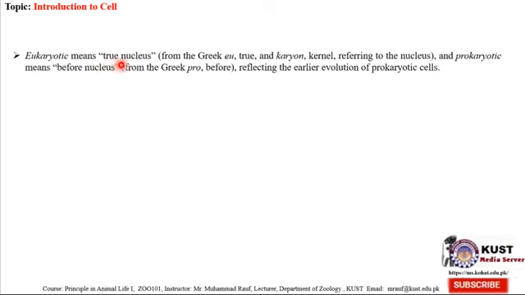Eukaryotic means true nucleus. So eukaryotes have a true nucleus, a well-defined nucleus, and prokaryotes means before nucleus. So it is a Greek term. Pro means before, and it reflects the fact that the prokaryotic cells were the first ones to evolve, and thereafter eukaryotic cells evolved. So from an evolutionary point of view, prokaryotic cells are more primitive as compared to eukaryotic cells.